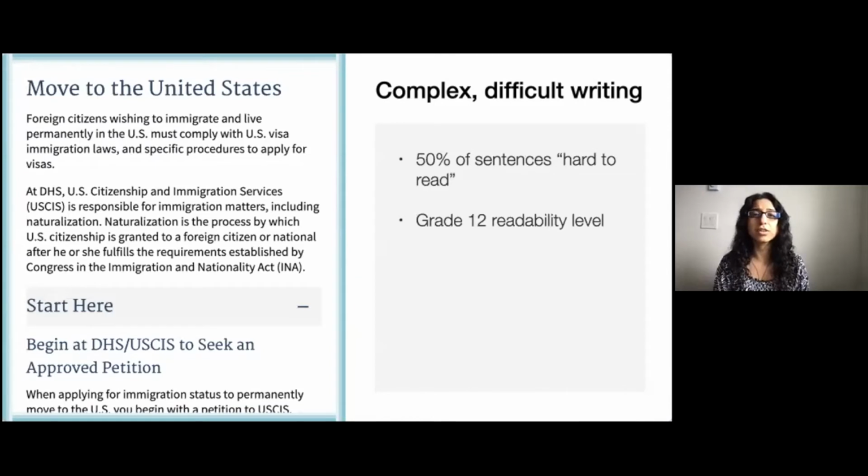So this is another example. This one is from the Department of Homeland Security in the US. This is meant to explain the process of how to actually immigrate to the US, so really it's targeting an international audience. And yet you can see that the Hemingway Editor tool has rated 50% of the sentences as being hard to read, and is also written at a grade 12 readability level. So again, this is just too high for this type of content.